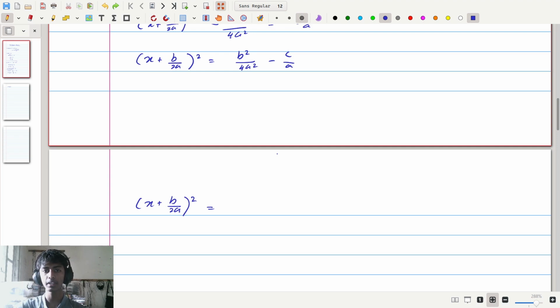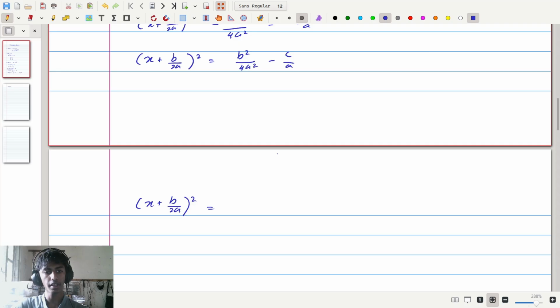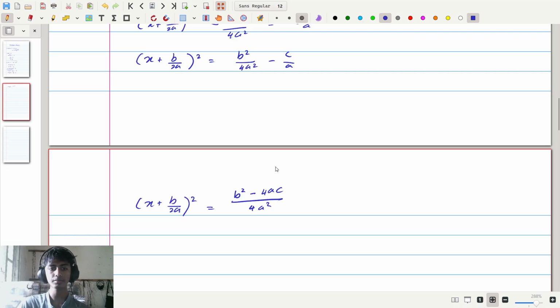Simply doing that, we get that this is equal to b squared minus 4a times c divided by 4a squared common denominator. So writing that down on the bottom over here, we get x plus b divided by 2a whole thing squared is equal to b squared minus 4a times c whole thing divided by 4a squared.